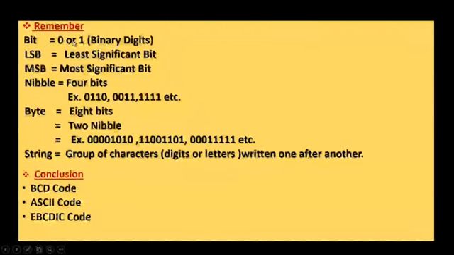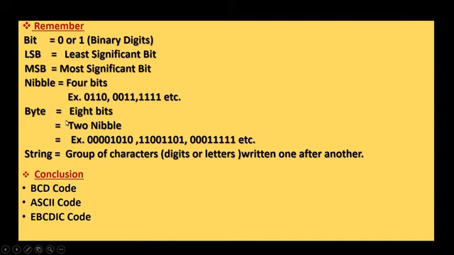Now student, let us remember some important terms. Bit. In digital electronics, a bit is nothing but either 0 or 1, that is, binary digits only. What is meant by LSB? LSB means least significant bit. MSB, that is the most significant bit. Nibble is a group of 4 bits. For example, this is one nibble: 0110, 0011, 1111. These are examples of one nibble.